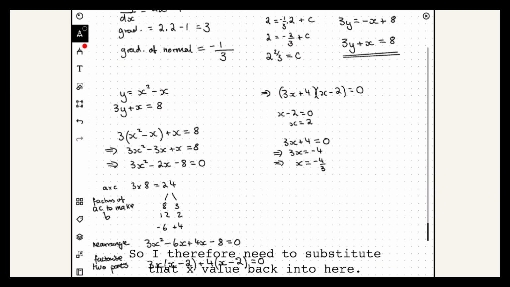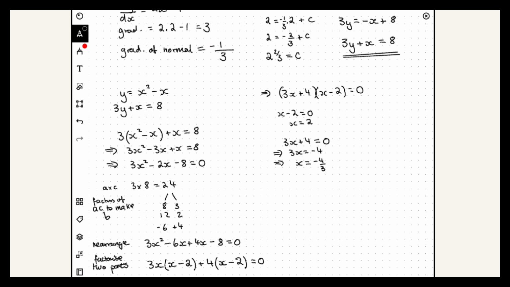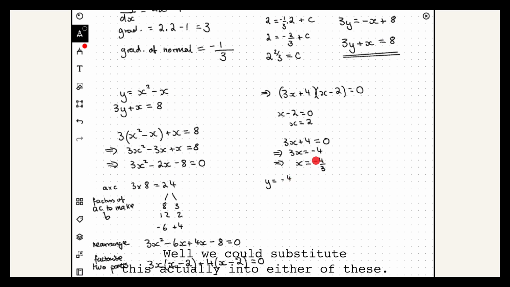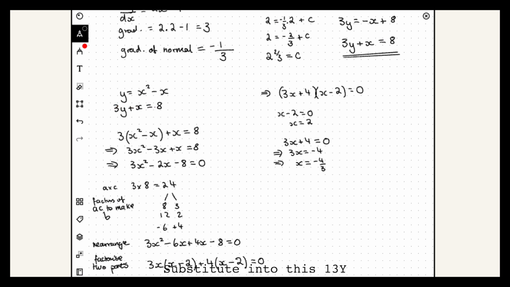So I therefore need to substitute that x value back into here, and I would end up with y. Well, we could substitute this actually into either of these, and I'm looking at this, and this is probably easier. Let's substitute it into this one. 3y minus 4 over 3 equals 8.